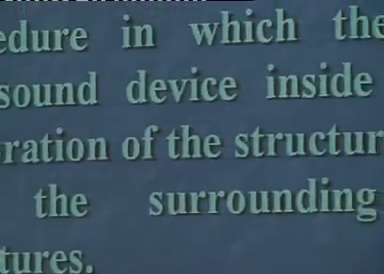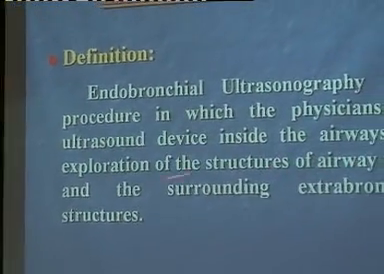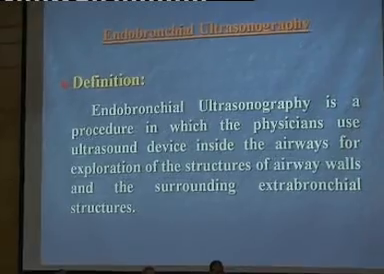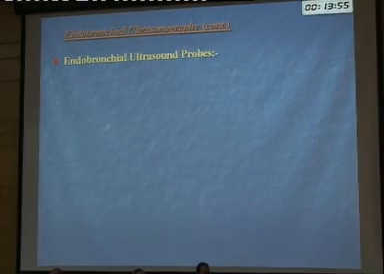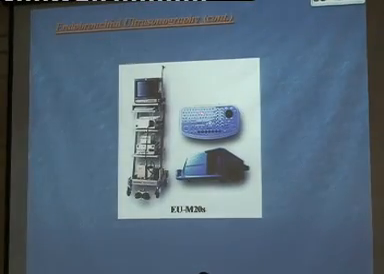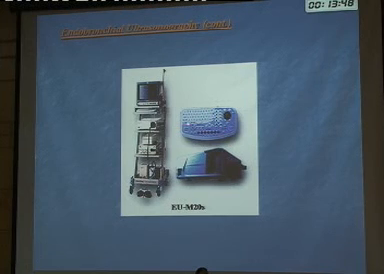Endobronchial ultrasonography is a procedure in which the physician uses an ultrasound device inside the airways for exploration of the structure of airway walls and the surrounding extrabronchial structures. This is the ultrasound set present in Qasr Al Ain Hospital. This is the ultrasound processor, the controlling keyboard. This is the probe of the ultrasound introduced through the bronchoscope.